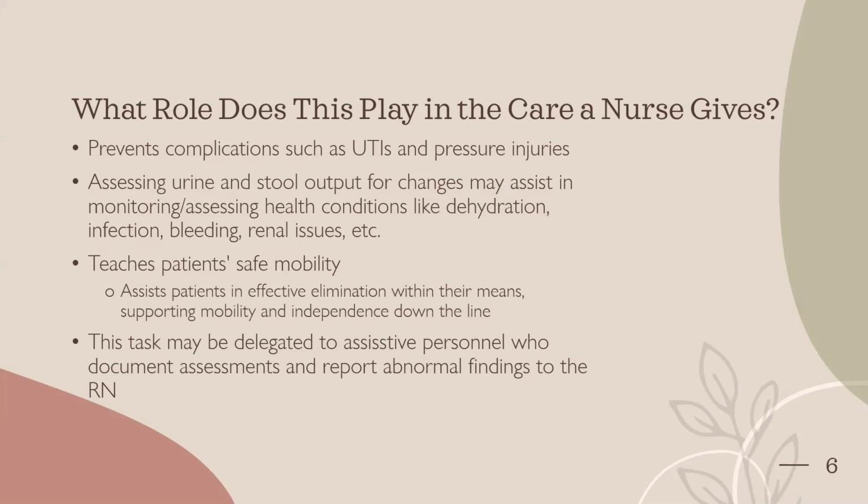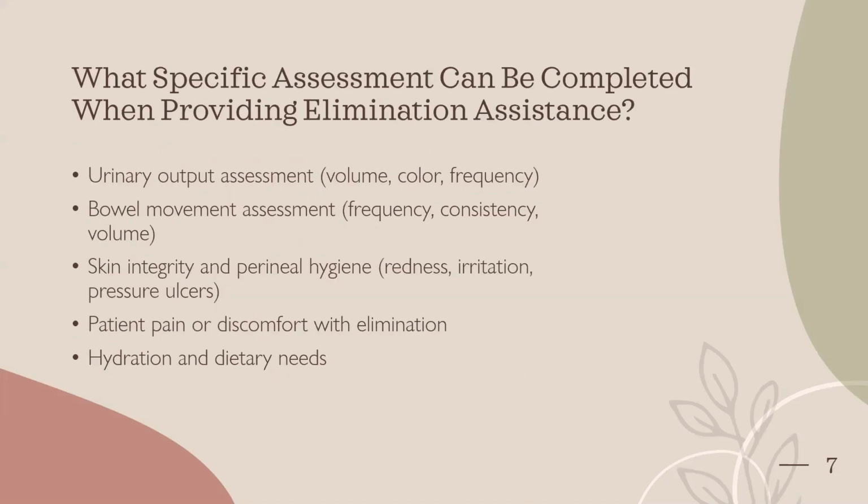You're also going to be able to teach your patient some safe mobility with this. You're going to start with a patient maybe completely bedbound. You're going to be using a bedpan, or they're incontinent, and then you can progress all the way up to them ambulating all the way to the bathroom and back. One important thing to note is this task can be delegated to assistive personnel. They just need to document their assessments and report any abnormal findings to the nurse.